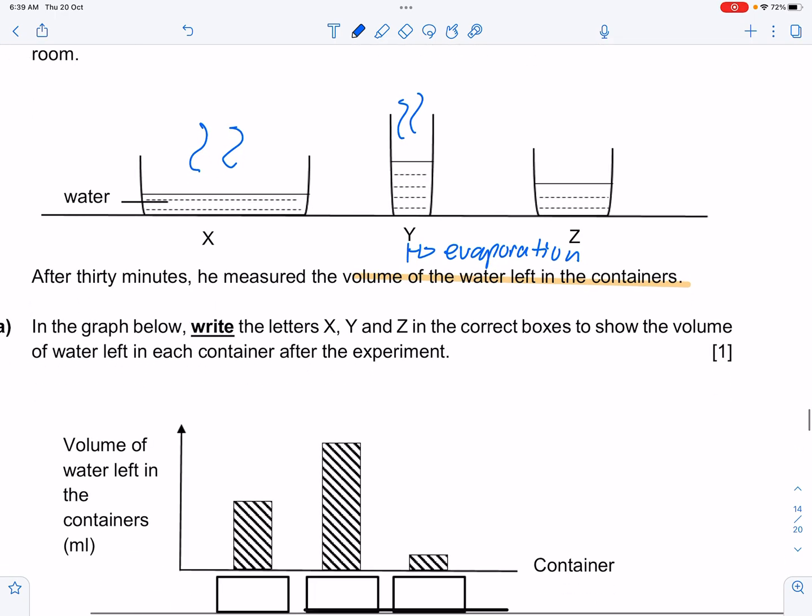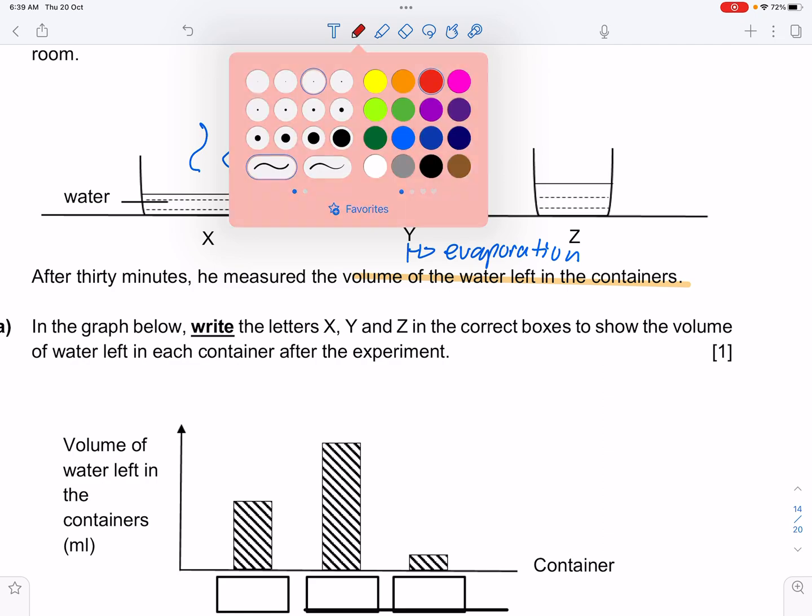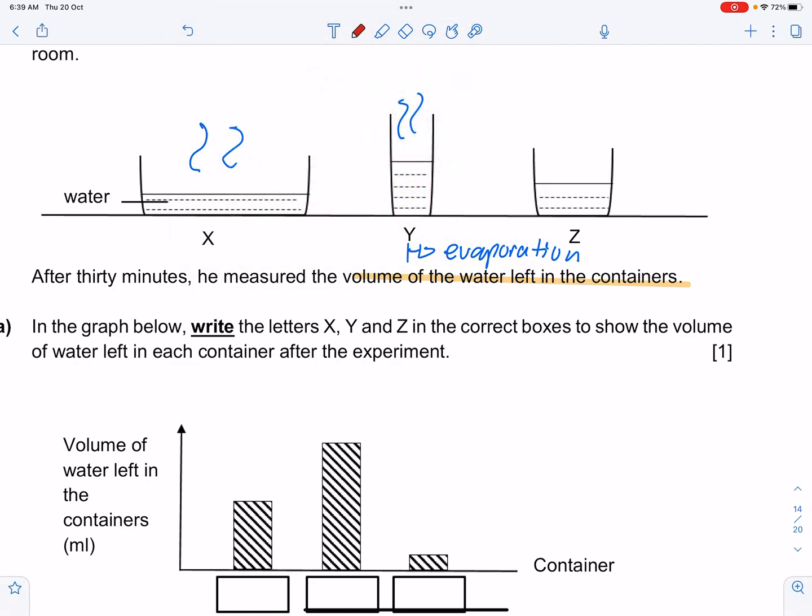And straight away, what comes to my mind without even reading, I'm not saying that you shouldn't read, but you should have certain key ideas coming to your mind as you read, will be my WET, right? Factors affecting rate of evaporation. So I have my wind speed, I have my exposed surface area, and I have my temperature.